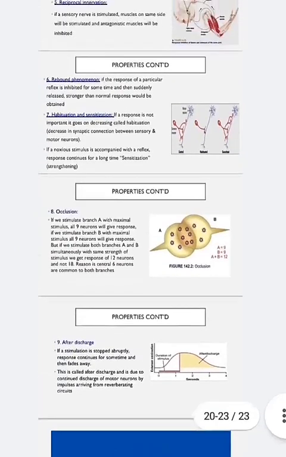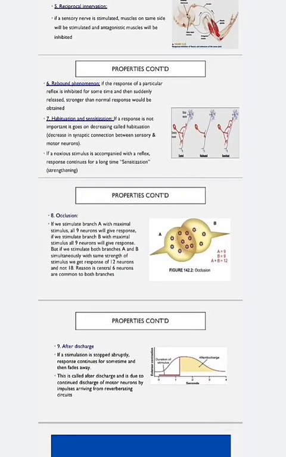Properties. After discharge: if a stimulation is stopped abruptly, the response continues for some time and then fades away. This is called after discharge, and it is due to continued discharge of motor neurons by impulses arriving from the reverberating circuit.